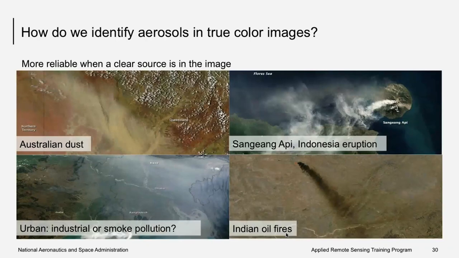You can also see dust on the top left side, which is Australian dust, which looks brownish in color. Usually dust particles are large in size. You can also see some urban and industrial particles mixed with the smoke pollution over eastern India and Bangladesh, which looks more hazy, and that's a very prominent feature in that part of the world.